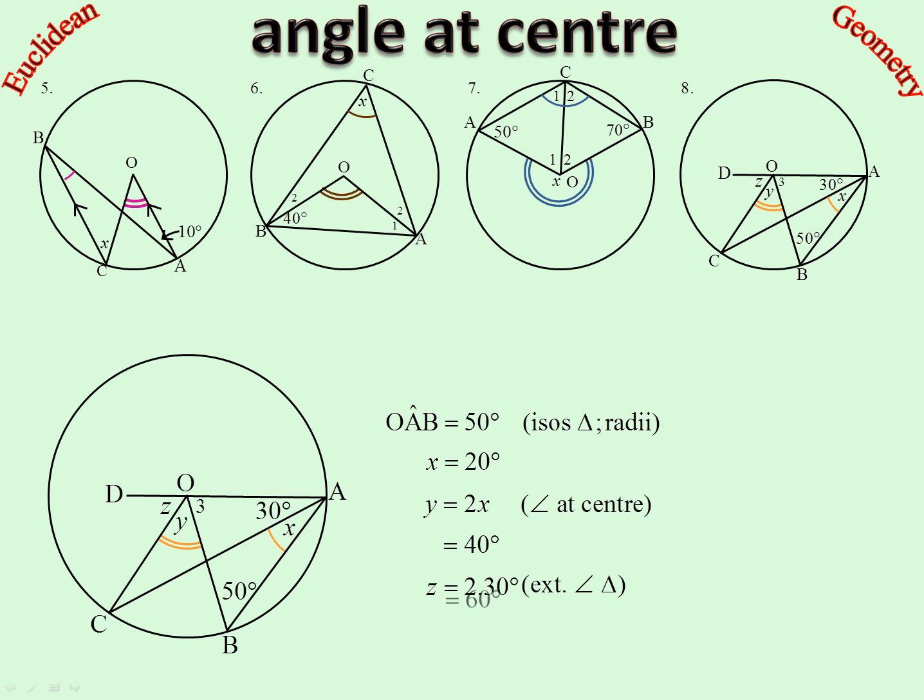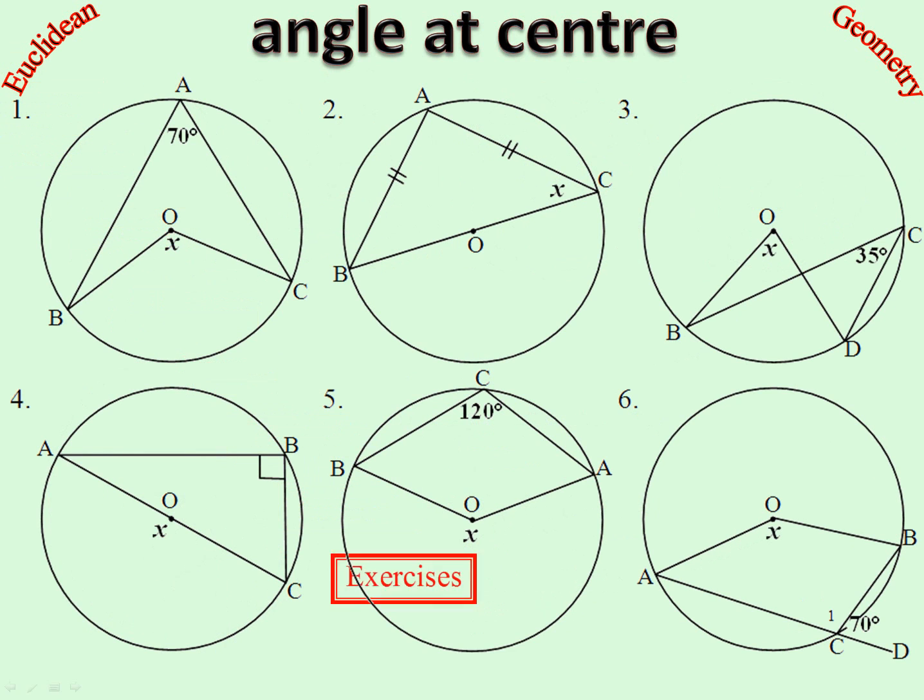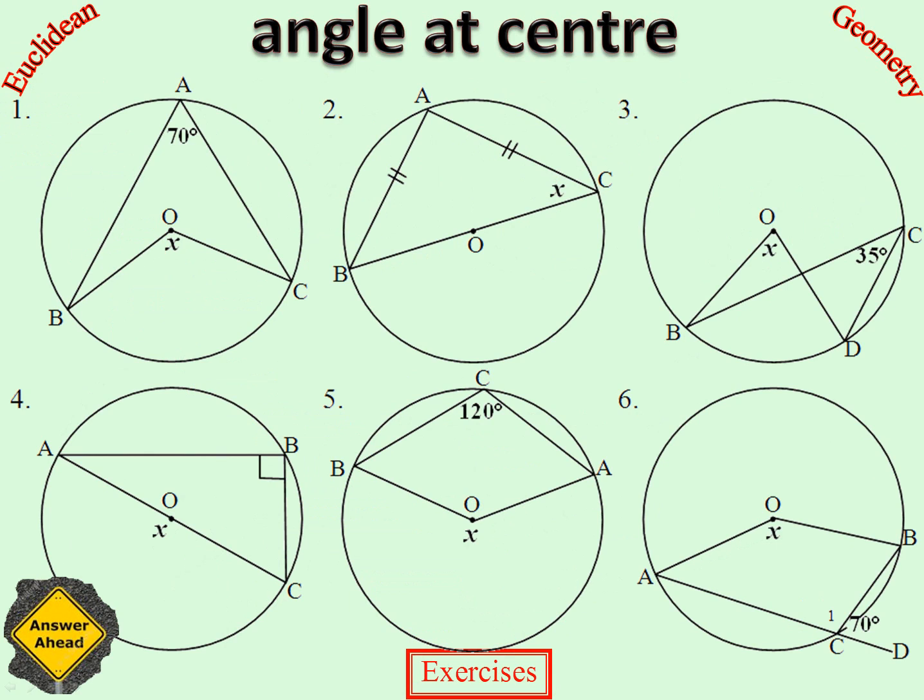Exterior angle triangle. Therefore, Z is 60 degrees. Here's some exercises to do yourself. Pause. Try them yourself, then we'll go on with the answers.